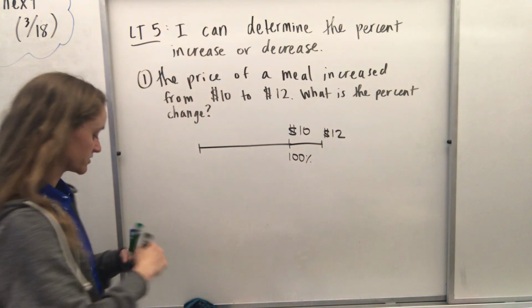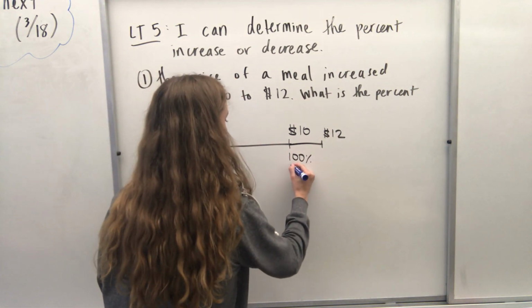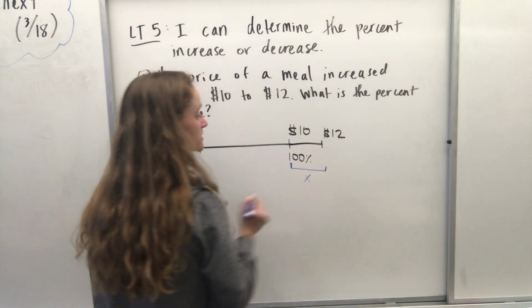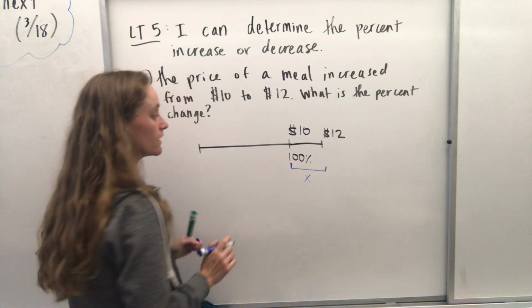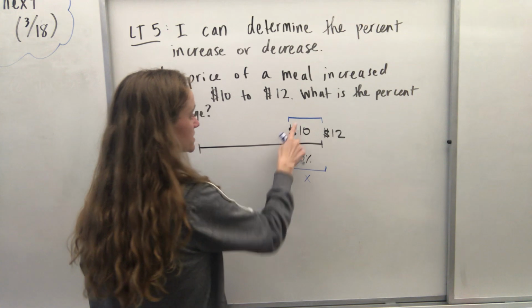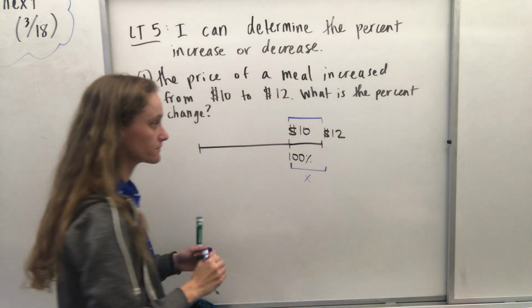And so our job is to figure out what's the percent change from here to here. So I'll just put X because I don't know what that percent is right now. And then on top, we're going to make the same size bracket as we did down here.